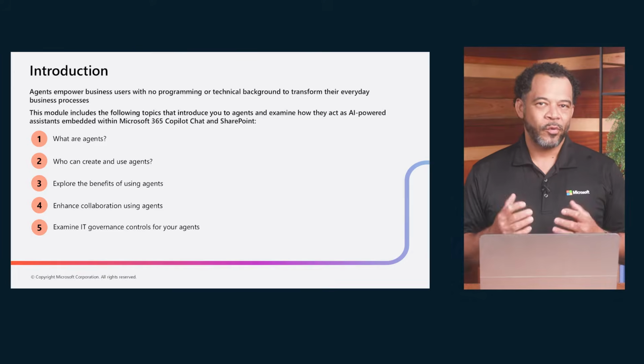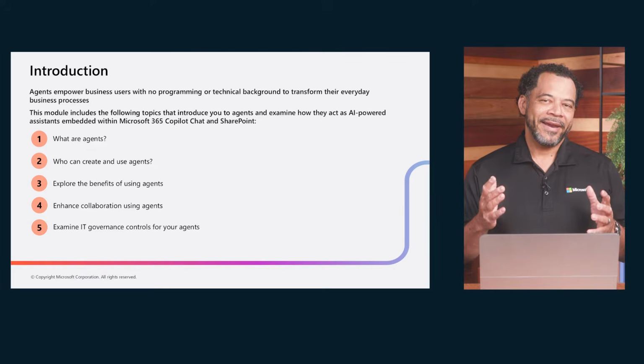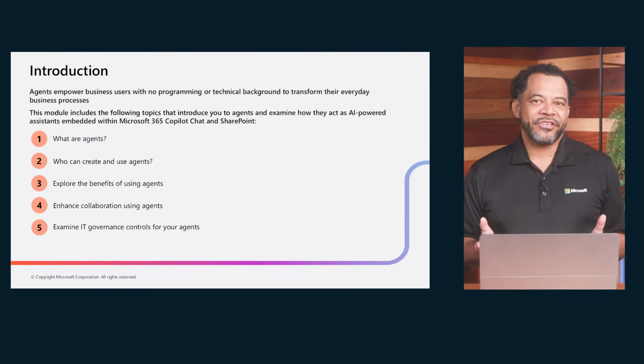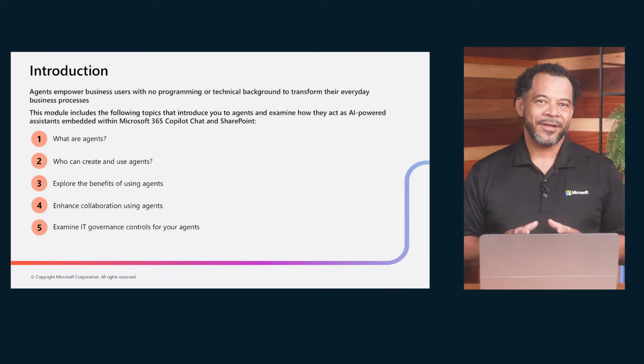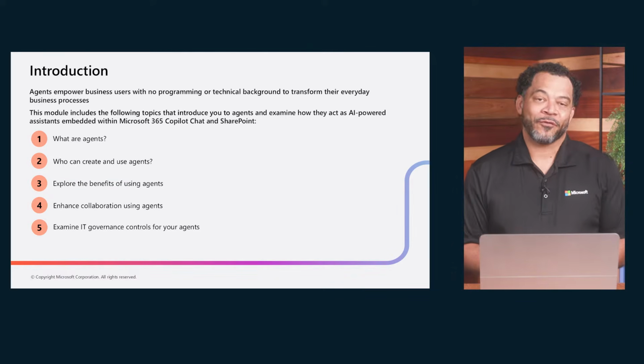In this module, we'll explore how agents can simplify your workflows, boost collaboration, and help you find information you need fast. You'll also see how governance plays a key role in keeping everything secure and compliant. So, as we move forward, think about the tasks that slow you down or moments you spend searching for answers. Agents are built to help with exactly those challenges, and they're ready to work for you.